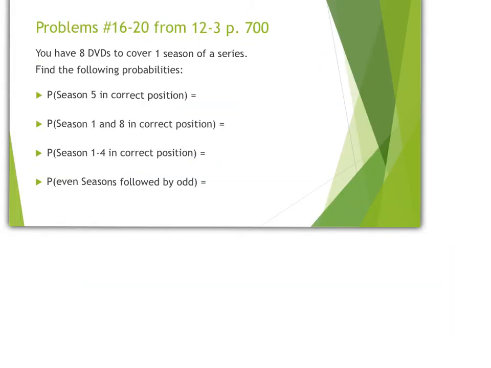Okay, and lastly, just to kind of help you out, I want to do a couple problems that are actually from your homework. We're going to look at if you have 8 DVDs that cover 1 season of a series. So we're going to map this out. So you have 1, 2, 3, 4, 5, 6, 7, 8. We want to know what is the probability of season 5 being in the correct position. So here's 1, 2, 3, 4, 5. So this position is already taken.